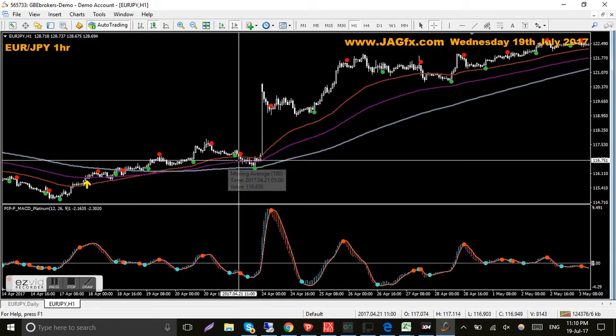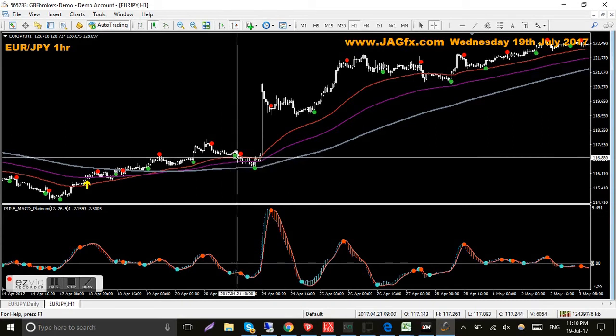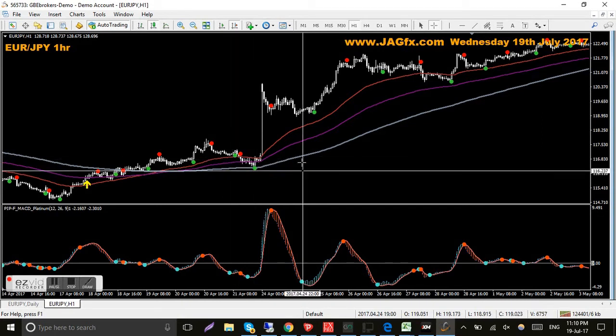Possibly this one here. There's your MACD below the 0 level. Come back, stopped out. Then look at that one, bang. You could ride that all the way up.